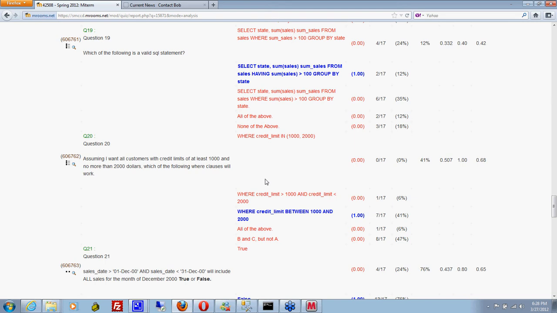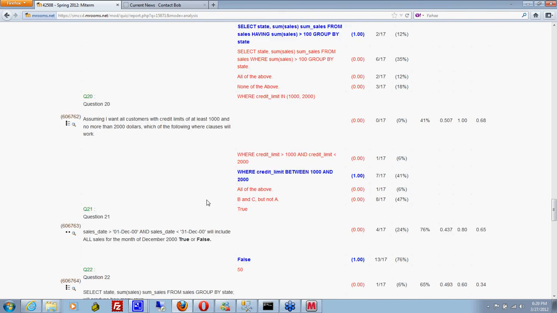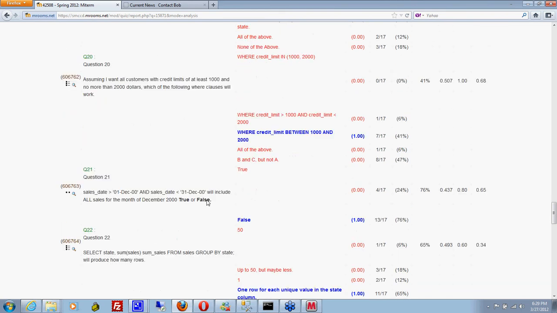And the next one, yeah. So a lot of you picked D, which is B and C, but not A. And that's not really correct. The problem is that the less than and greater than signs don't include the exact value of 1000 and the exact value of 2000. It's not inclusive, and the question was to be inclusive. The between clause was the only valid answer on that one. Next one, three-quarters of you got that one right. It's false.